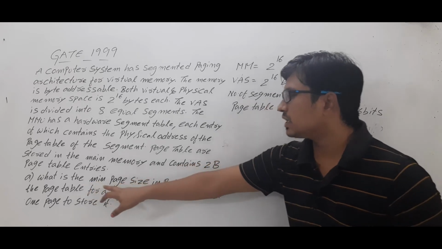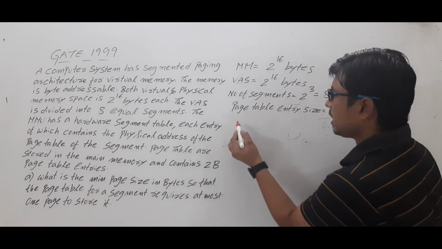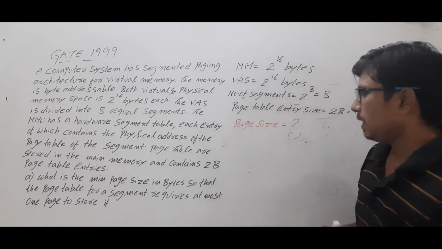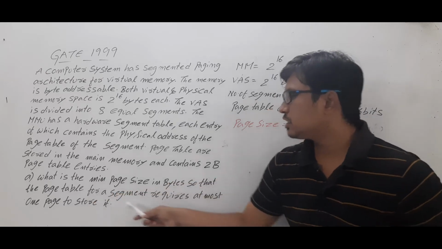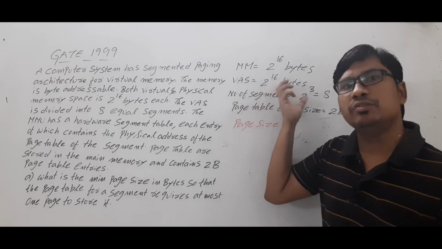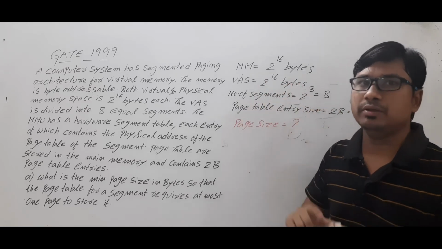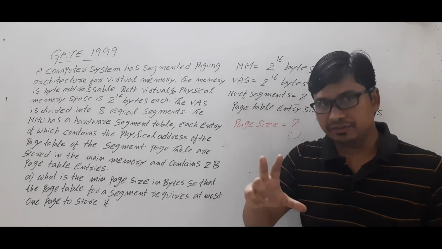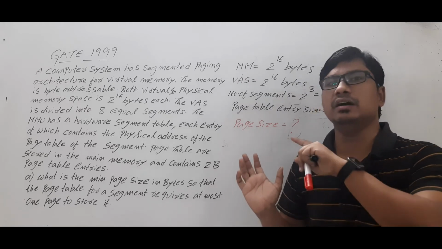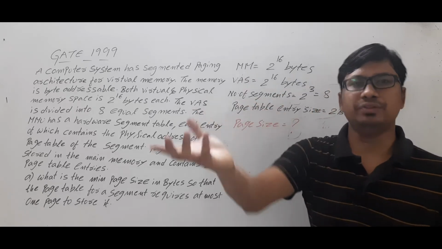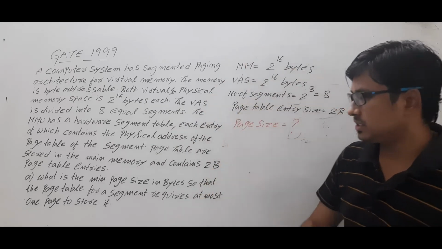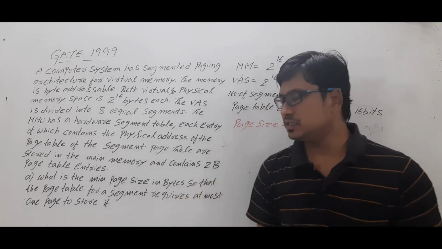Now what they are asking: what is the minimum page size? They are asking us to find the page size, in bytes, so that the page table for a segment requires at most 1 page. We have discussed that the page table of each segment will be loaded in one of the frames of the main memory. The size of the page table can be less than the frame size. If it is greater, then we will go for multi-level paging, because the page table will again be divided into pages and we will store the outer page table. Is it clear? But here they are saying it is single level paging.